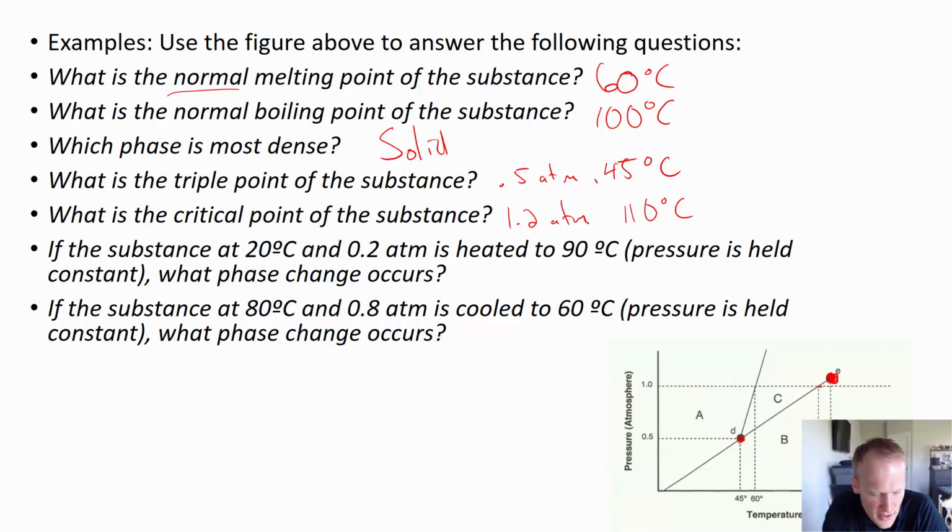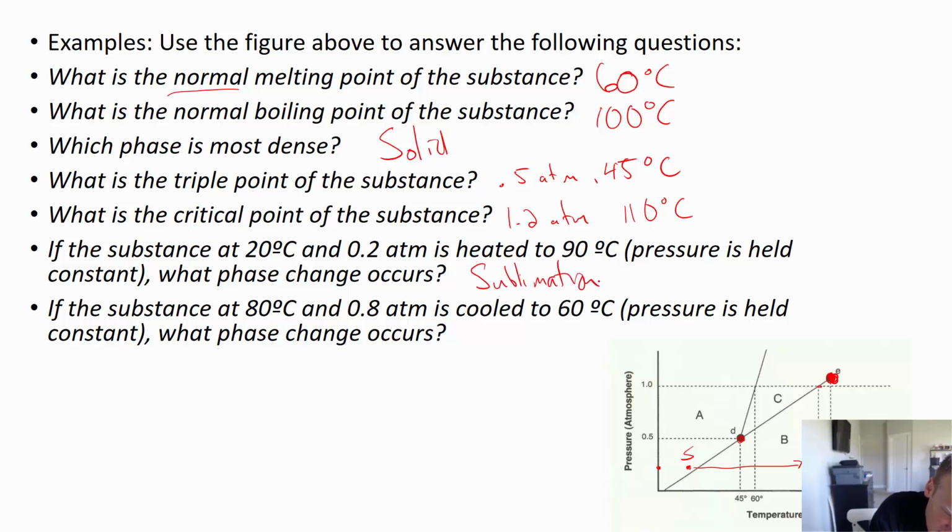If a substance at 20 degrees Celsius and 0.2 atmospheres is heated to 90 degrees, we're here at 0.2. So I'm going to say right here, that's our pressure. And we're going from 20 degrees Celsius, which is probably about right here, I'm estimating, to 90, which is about right here. So we're going from here to here. What phase change occurs? We are starting in section A, that's a solid, and we're ending in section B, the gas phase. So we went from a solid to a gas, and that is known as sublimation.